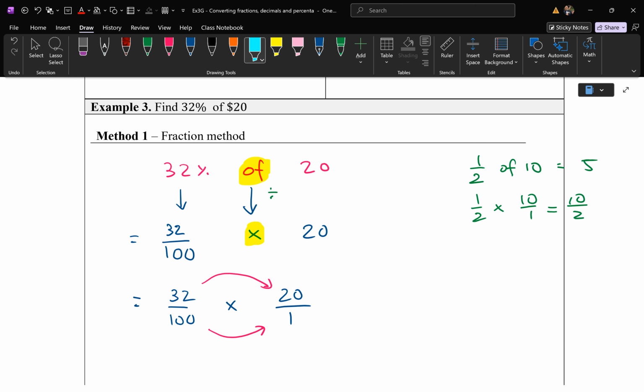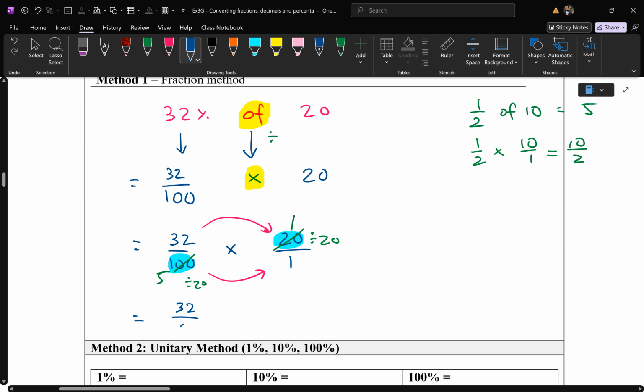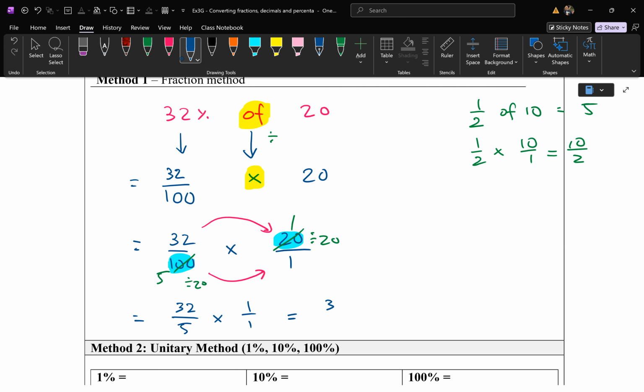20 and 100 is one of the easiest ones to pick up. 20 and 100, just like before, or similar to before. What's the highest common factor? Thomas? 5 is a common factor, but not the highest common factor. 20, because it can fit in 10, but it can also fit in 20. 20 is the highest. 20 into 100 and 20 into 20. That gives me 1. That gives me 5. This changes your fraction now to 32 over 5 times 1 over 1, which actually is just the same thing as saying 32 over 5.